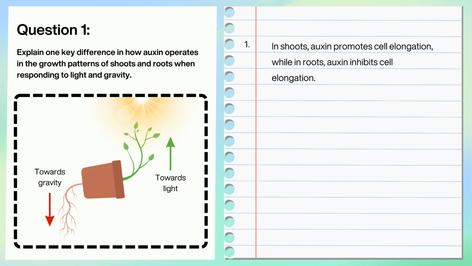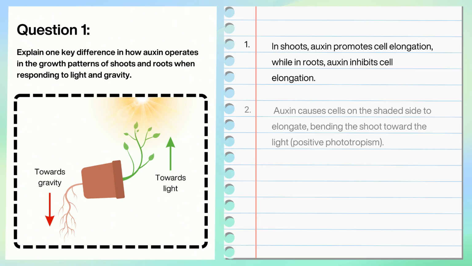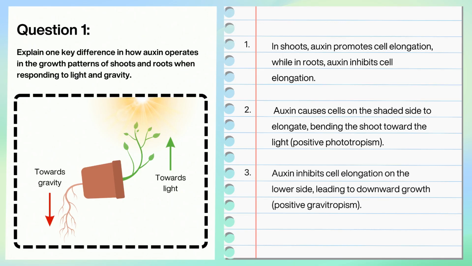In shoots, auxin promotes cell elongation, while in roots, auxin inhibits cell elongation. Auxin causes cells on the shaded side to elongate, bending the shoot towards the light, positive phototropism. Auxin inhibits cell elongation on the lower side, leading to downward growth, positive gravitropism.